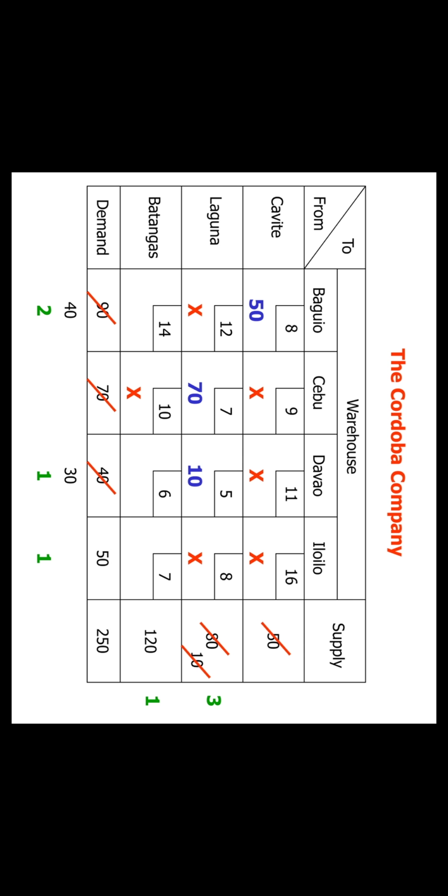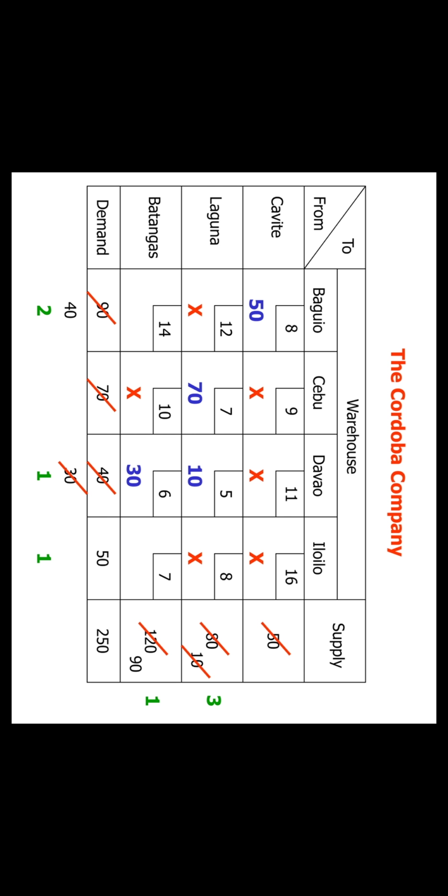How many units can we allocate to that cell? It would now be a choice between the supply of Batangas, which is 120, versus the demand remaining for Davao, which is 30. So we choose the lower value, which is 30. That would enable us to meet the total demand of Davao. And then we now have to reduce the supply of Batangas by 30. So from 120, it goes down to 90.